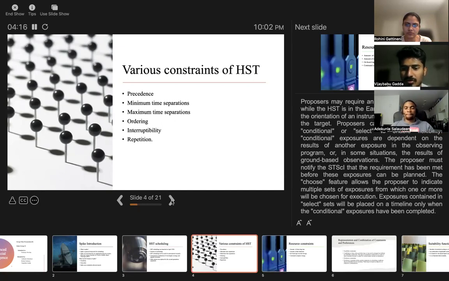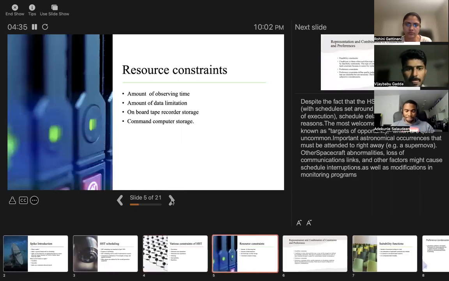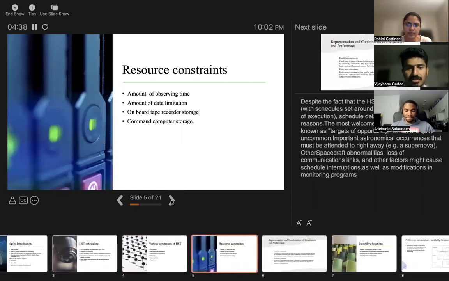The select feature also allows the proposers to indicate multiple sets of exposures from which one or more will be chosen for execution. The exposures contained in the select sets will be placed on a timeline only when the conditional exposures have been completed. And we're going to see the resource constraints in this slide. There are amount of observing time, amount of data limitation, onboard tape recorder storage, and command computer storage.